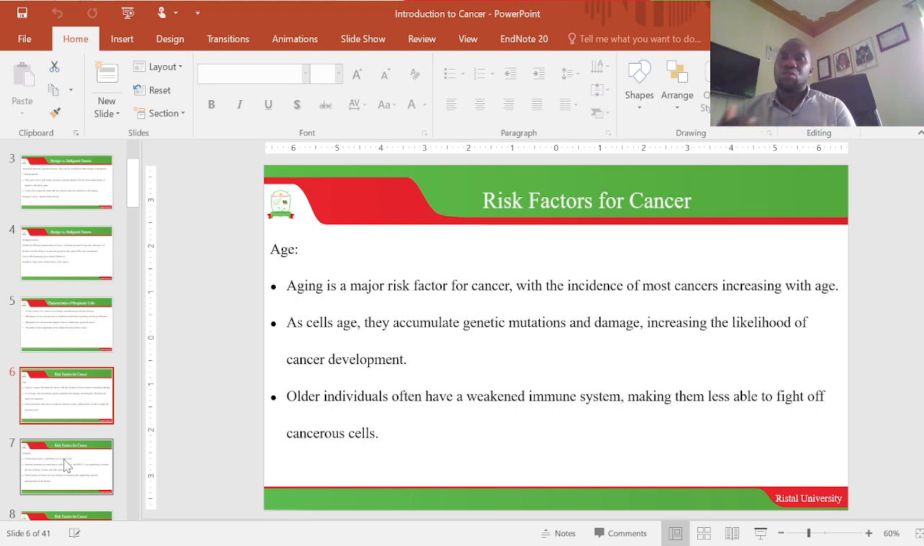So as you grow, these carcinogenic elements actually accumulate, and then obviously cause cancer. Also, as people grow older, their immune system is weakened, making it difficult to detect cancerous cells.